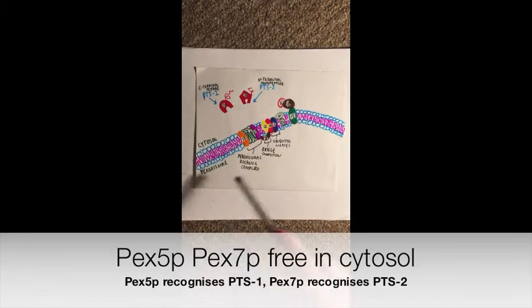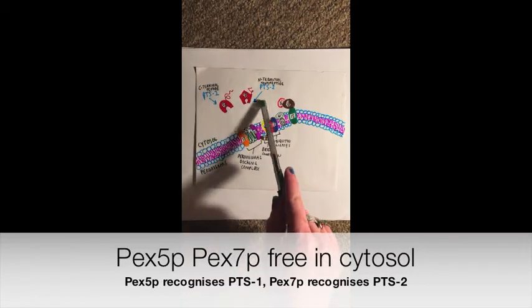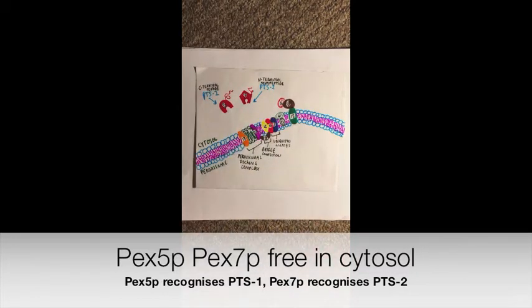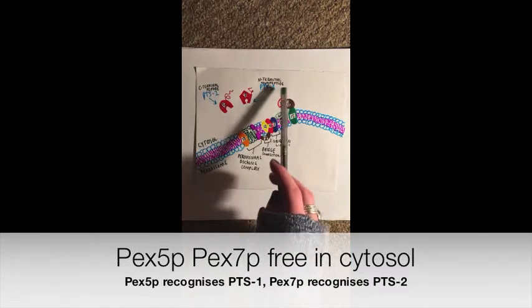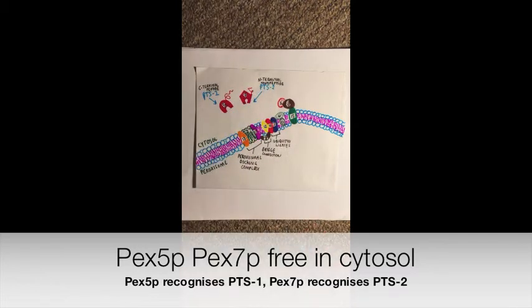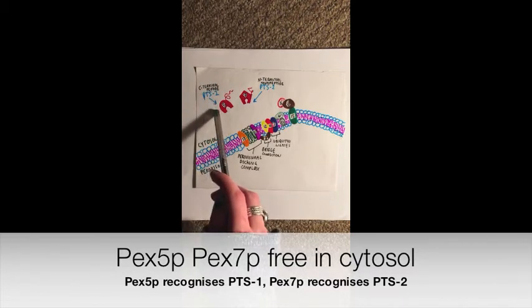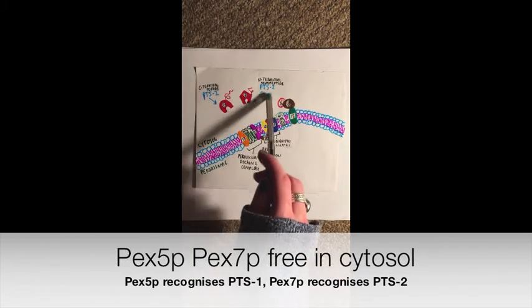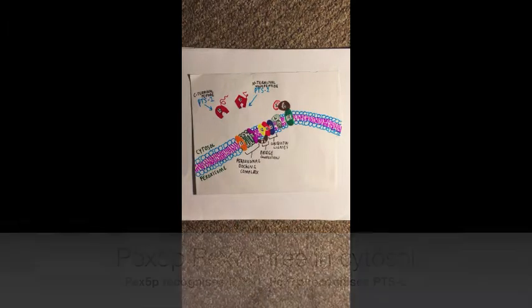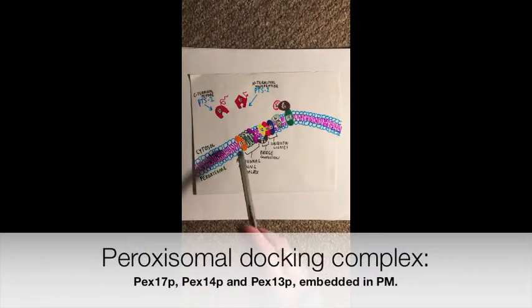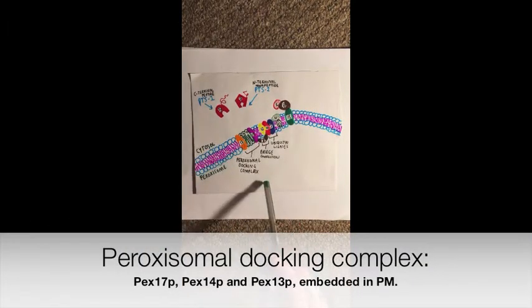PEX5P and 7P, which were previously mentioned, are free in the cytosol. These peroxins recognize specific PTS signals which target proteins for peroxisomal import. PEX5P recognises PTS1, which is a C-terminal peptide, and PEX7P recognises PTS2, which is an N-terminal nonapeptide. PEX17P, 14P, and 13P are embedded within the peroxisomal membrane. These three peroxins form the peroxisomal docking complex.